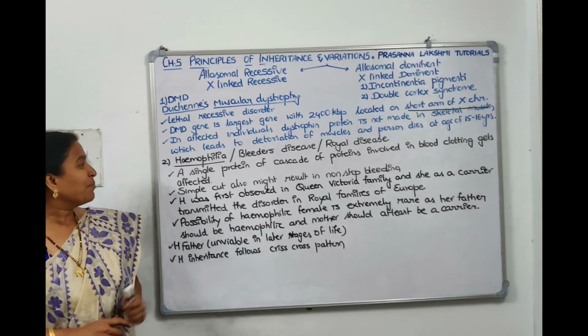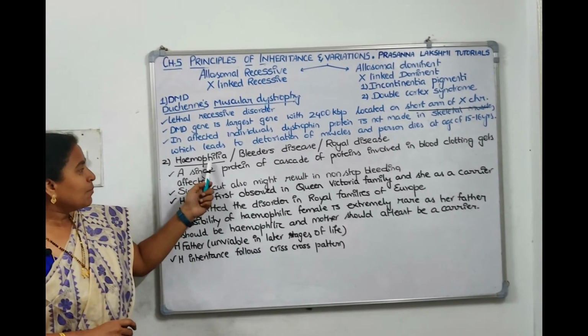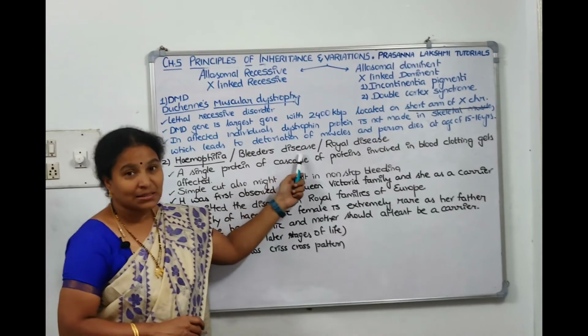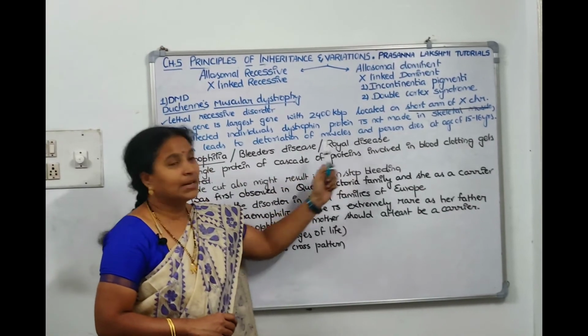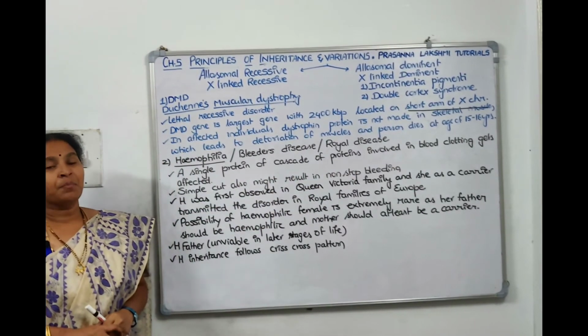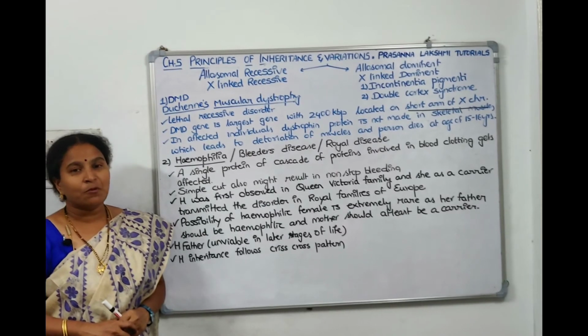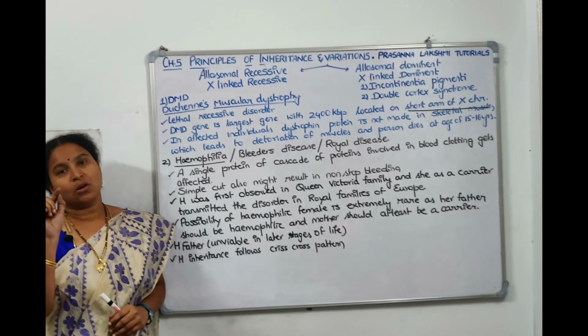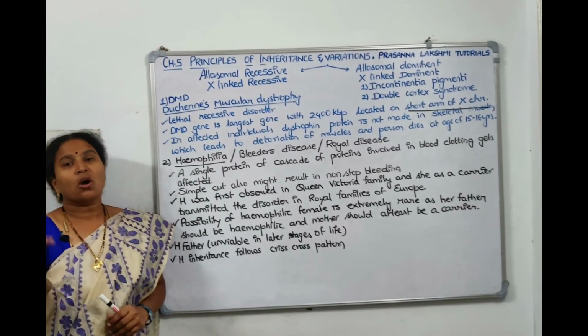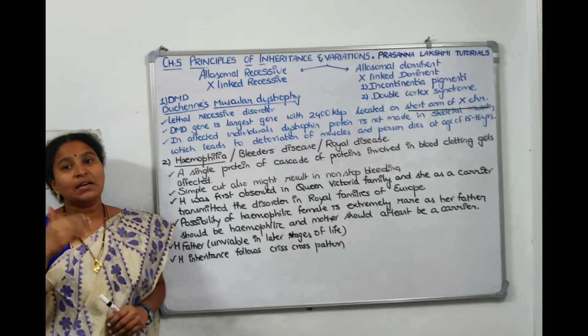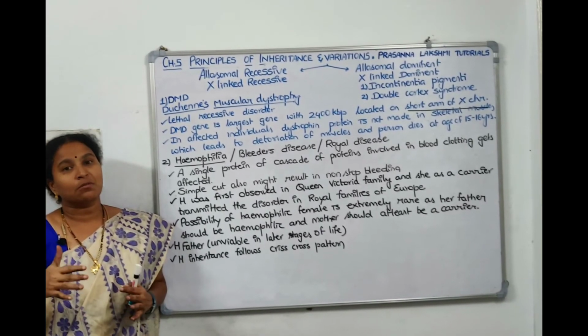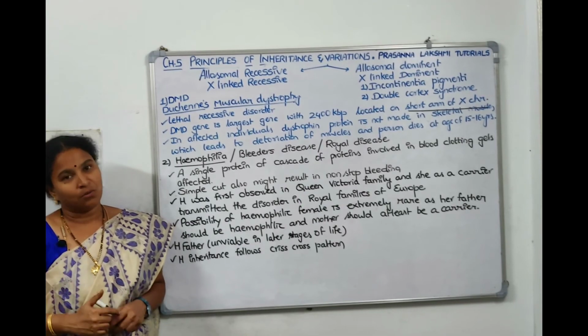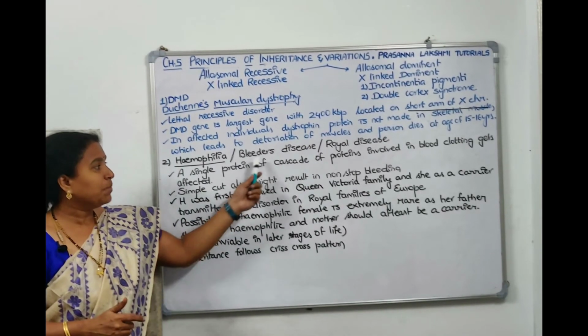Coming to the second example, it is hemophilia. Hemophilia is also called bleeder's disease. It's also called royal disease. In persons who have hemophilia, even a minute cut leads to continuous, non-stop bleeding. All the 5 liters of blood in the person's body can come out, and it ultimately leads to death. That's why it's called bleeder's disease.